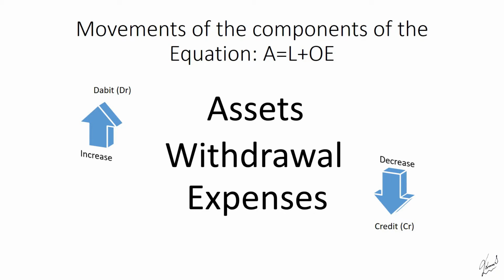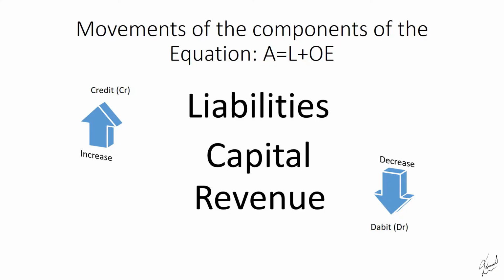So in a nutshell, when assets, withdrawal and expenses increase, they will be debit, and when assets, withdrawal and expenses decrease, they will be credit. In contrast, when liabilities, capital and revenue increase, they will be credit, and when liabilities, capital and revenue decrease, they will be debit.